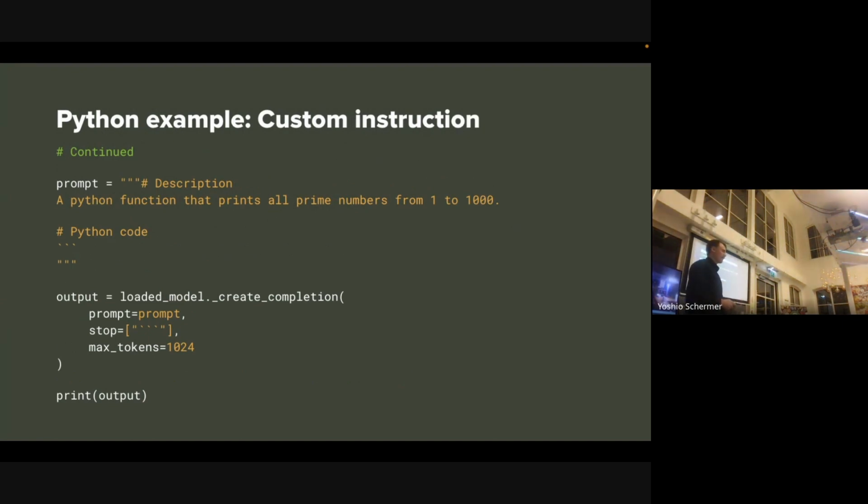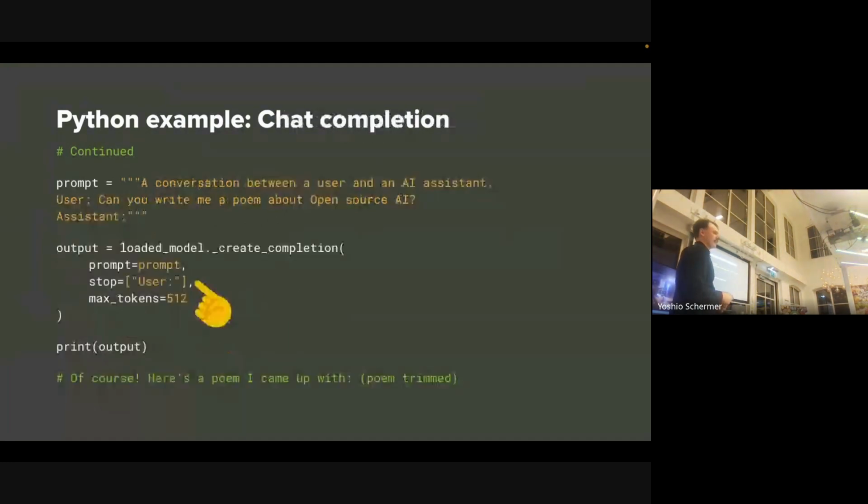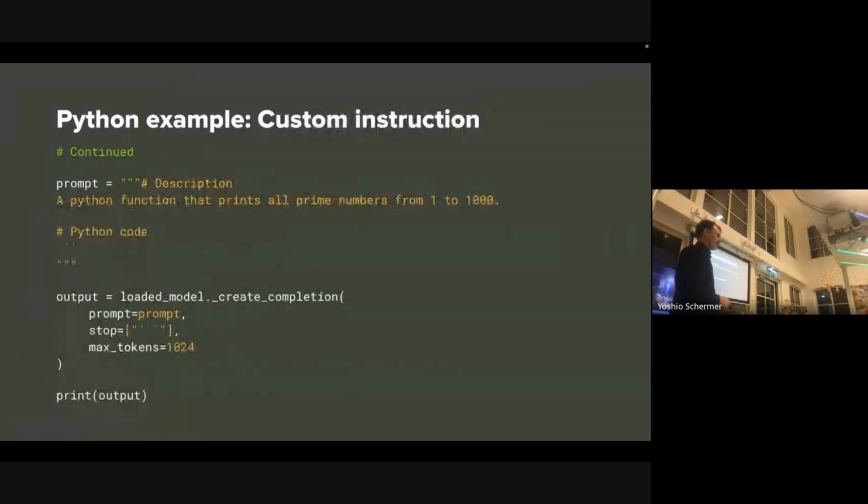Alternatively, with another format, the custom instruction format, I ask it to write the Python code for me to print all prime numbers. I denote it on the end with the opening of a code block so that it only outputs the Python file. I ask it to stop on those 3 again. And I increase the max number of tokens. On the previous one, I was at 512, I think. Yeah. And here, it's probably going over that, so I increase it to 10,000.